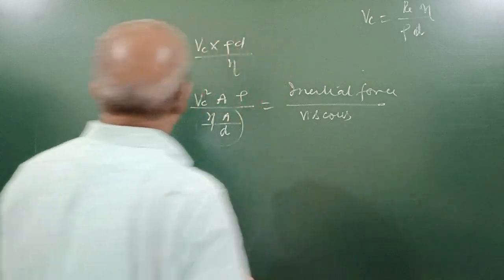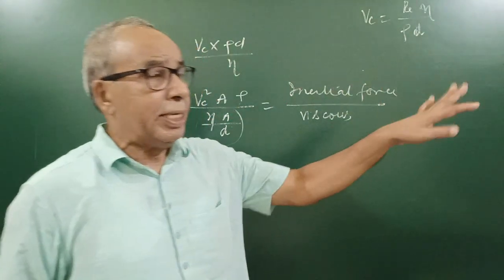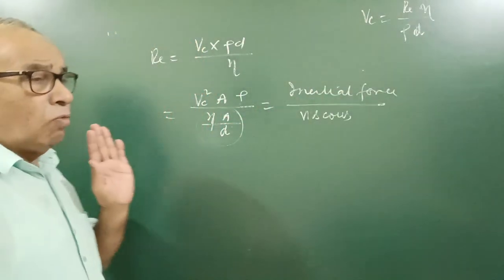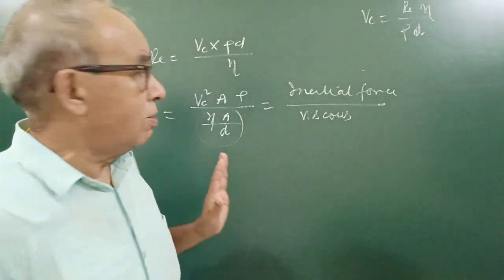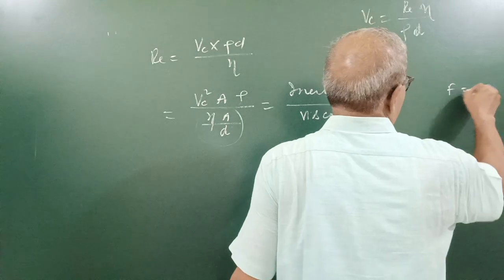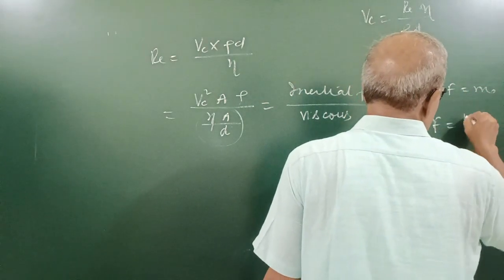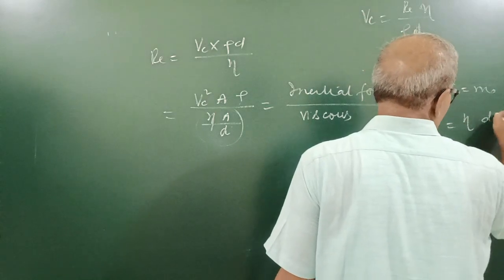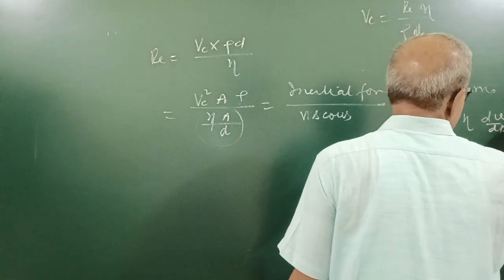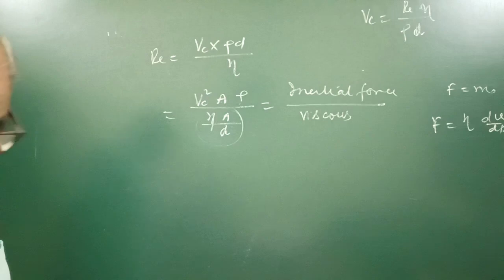So that way, Reynold number is also the ratio of the inertial force provided by the liquid or the obstacle in the path. When water strikes any obstacle, that provides inertial force, F equal to ma. And the viscous force, F equal to eta into dv over dx into area A, that is F upon A.